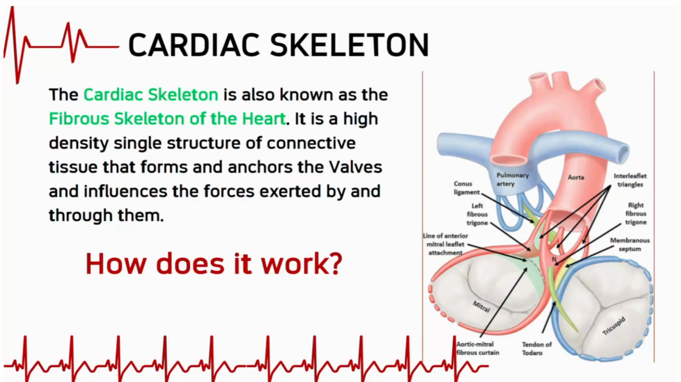The second function is the electrical function. The fibrous skeleton is a non-conductive structure, and it acts as an insulating barrier. This is really important because you have lots of electricity passing through the heart. And what stops the heart from getting electrocuted? It's actually the cardiac skeleton. Number one, it prevents random impulses from spreading from the atria to the ventricle. I'm going to repeat that because it's so important you understand this. It prevents random impulses from spreading from the atria to the ventricle. So keep that in mind.